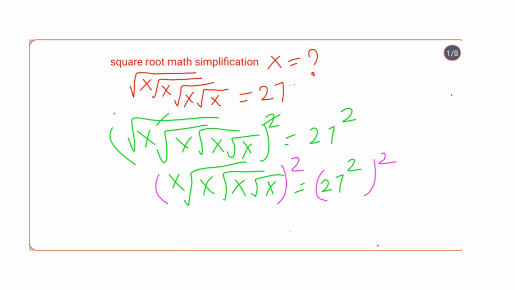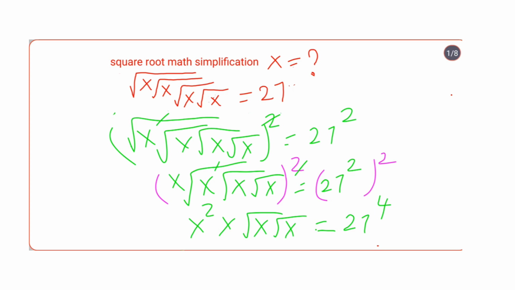So we get x square, and this square root and this 2 will cancel out. x square into x into under root x into under root x is equal to 27 power 4. So this x square and this x, x square into x, is x cube, it will come.